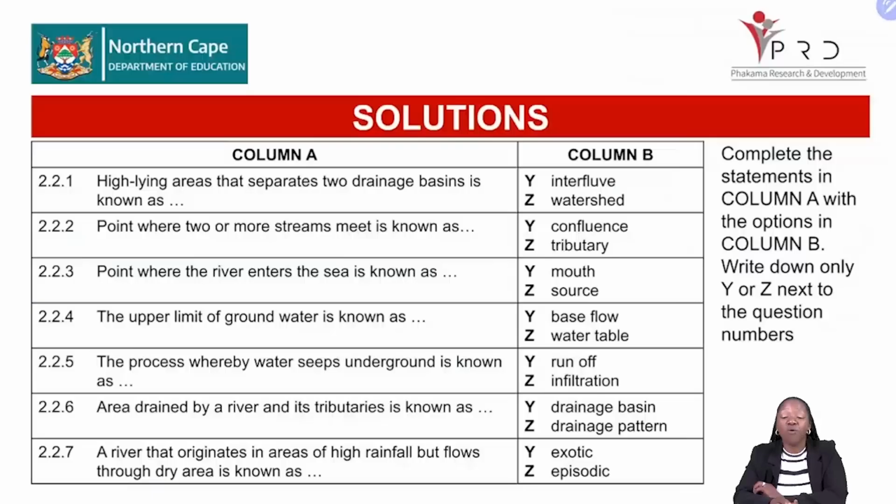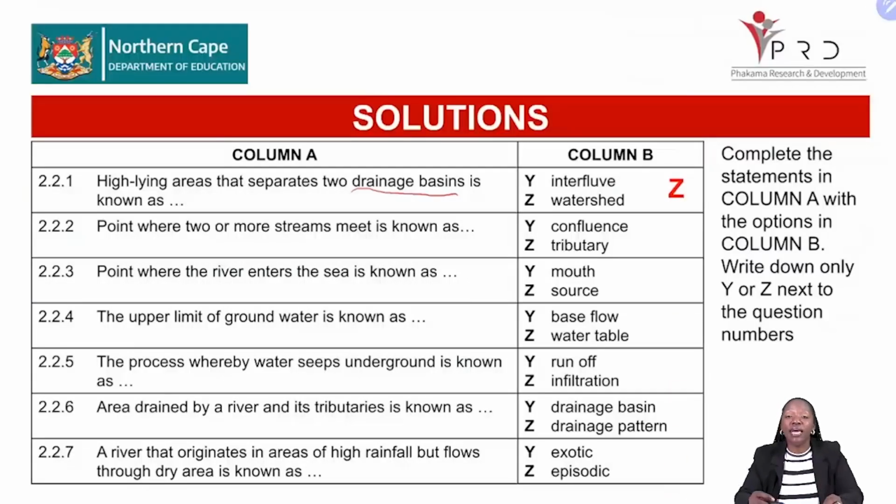Right, grade 12, I hope we are all done. Again, do not forget to mark so that you can see where you were correct and where you went wrong. So our first question, 2.2.1, the high-lying area that separates two drainage basins is known as. Remember, we do have another high-lying area that separates two streams or tributaries. So you need to be careful as we are reading. Remember, we said read the questions twice.